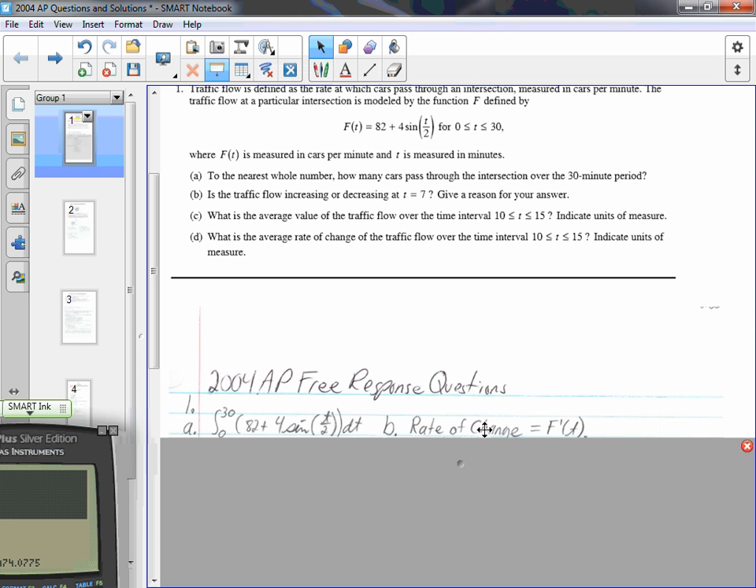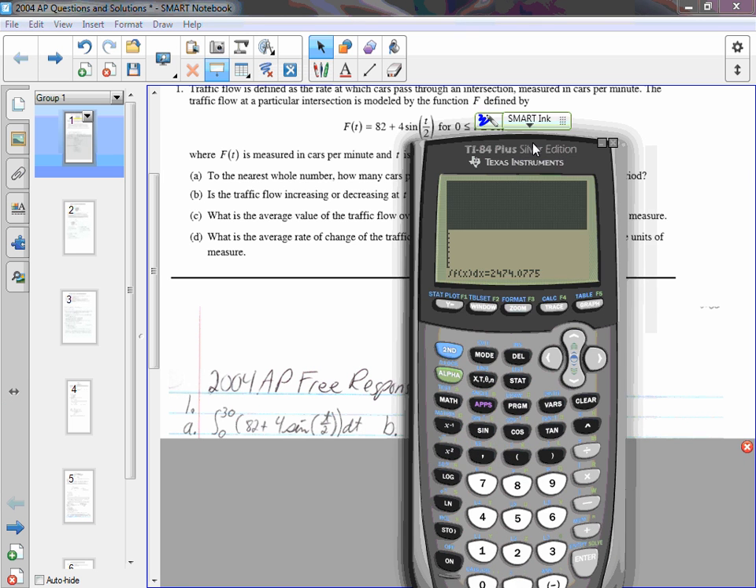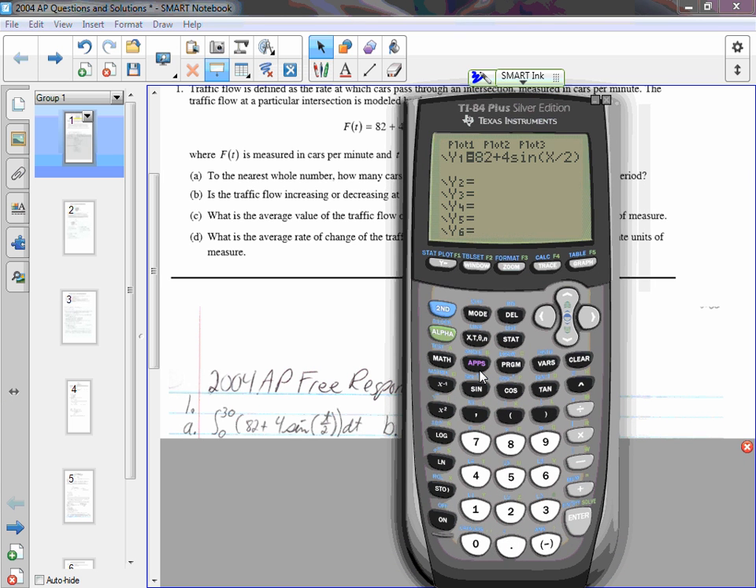The rate of change, and technically it's the rate of change of the rate of change, but the rate of change of capital F is capital F prime of t. Well, don't we have capital F in our calculator? So this time, when we graph it, I don't want an integral. I want a derivative. So let's do second calc, choose derivative. And I want the derivative when x equals 7. And there it is.